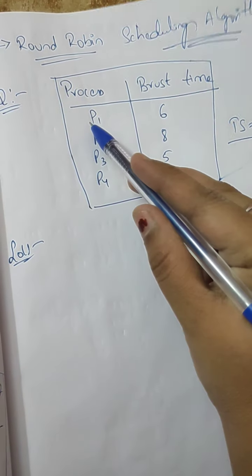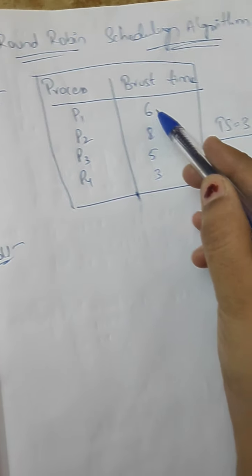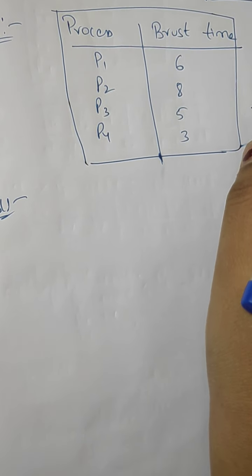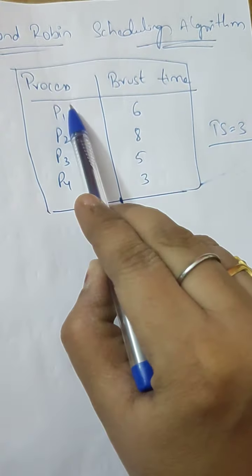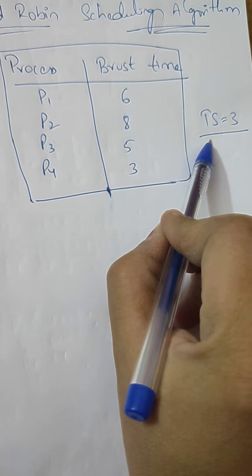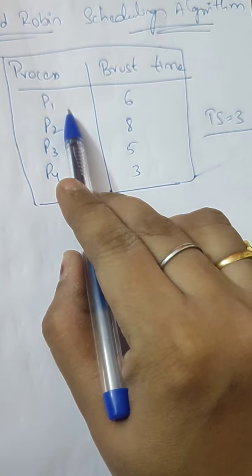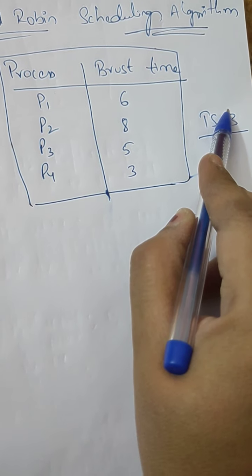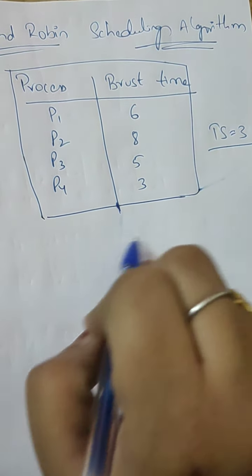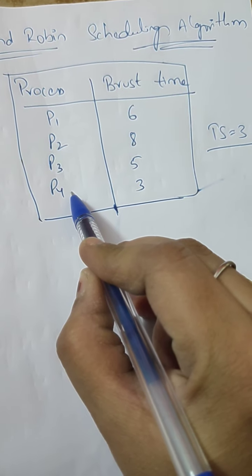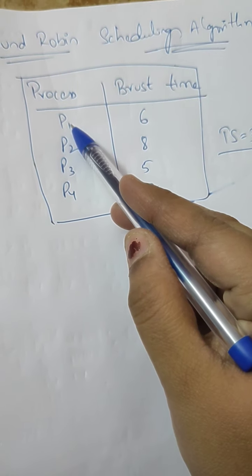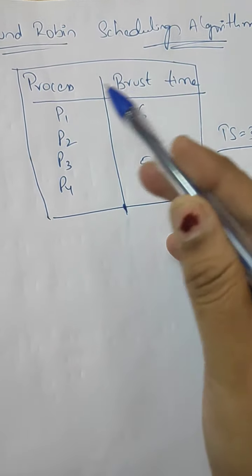For example, here P1 has a burst time of 6, but if we have a time slice or time quantum of 3, this time quantum is nothing but a small unit of time. So if P1 has a burst time of 6 but the time quantum is 3, P1 will execute for 3 milliseconds, but it is still left with another 3 milliseconds. That remaining 3 milliseconds will come forward again after P4 is executed. Like that, P1, P2, P3, P4, and again it starts with P1. This way we maintain the process execution in a circular manner.